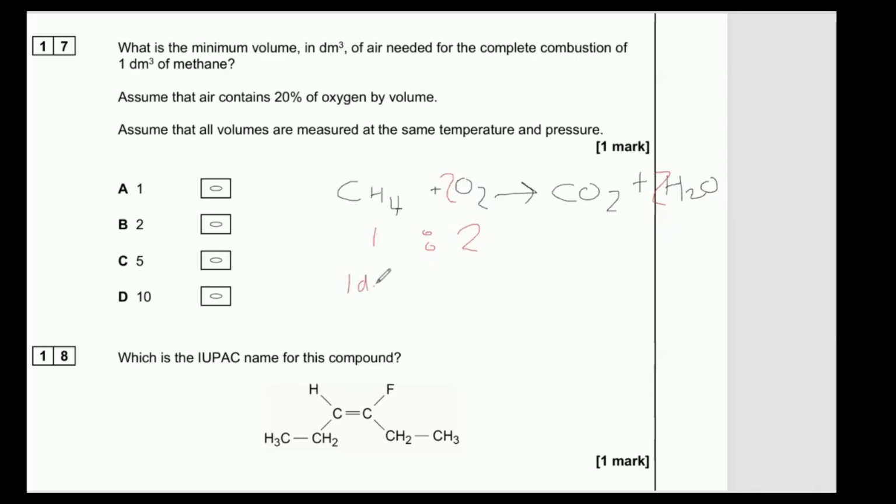So you would think the answer is B. For 1 decimeter of methane, I'll need 2 decimeters of oxygen. But remember, it's asking us how much air do we need? How much air do I need to get 2 decimeters of oxygen? Well, only 20% of the air is oxygen, so I'm going to need 10 decimeters of air in order to get 2 decimeters of oxygen to completely react with the methane. So I need 10 decimeters of air. The question wasn't how much oxygen do we need, but how much air do we need? So the answer is D.